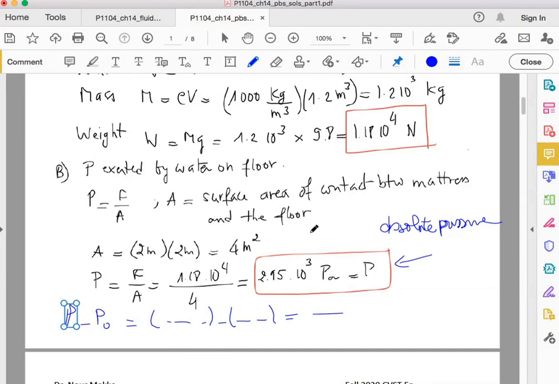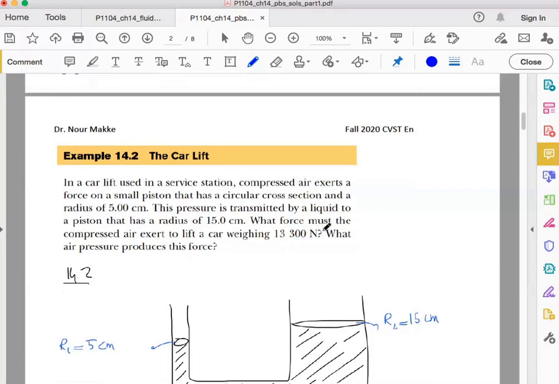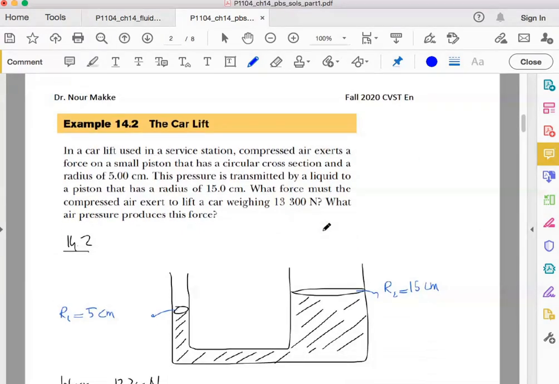There is another example also about that. So I will continue with another example about the car lift. In a car lift used in a service station, you have some compressed air, and this compressed air exerts a force on a small piston that has a circular cross-section and a radius of 5 centimeters. So on one side, you have this piston here. This piston has a small cross-sectional area. It didn't give me A1, but it gave me R1 equal to 5 centimeters.